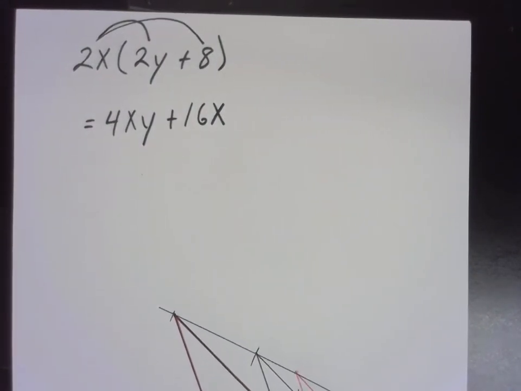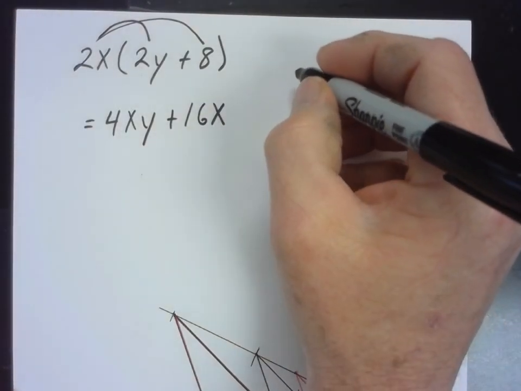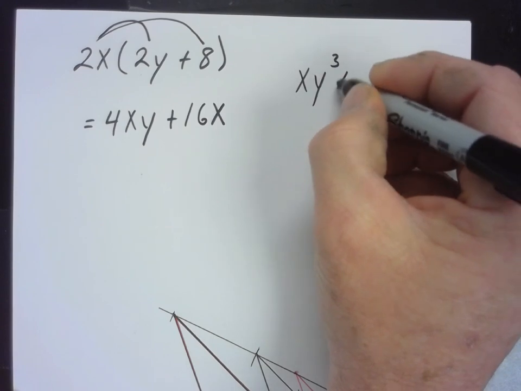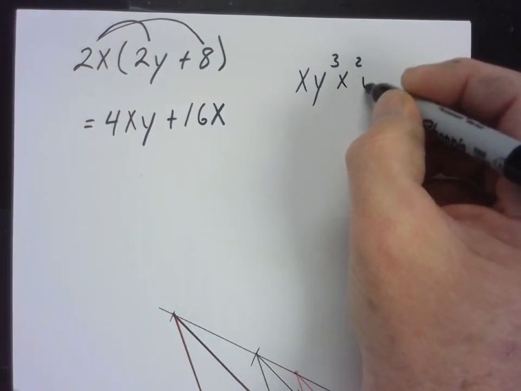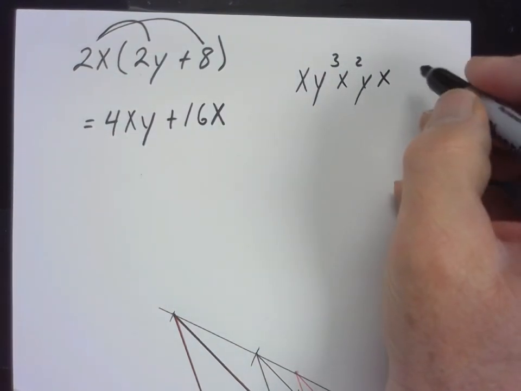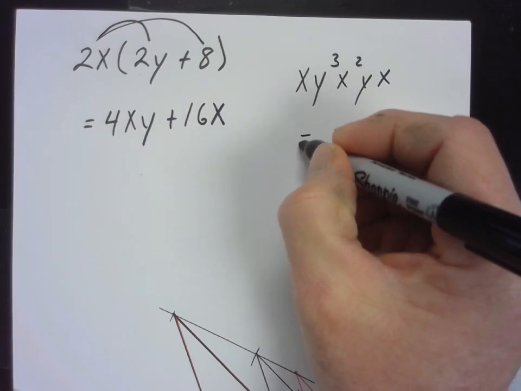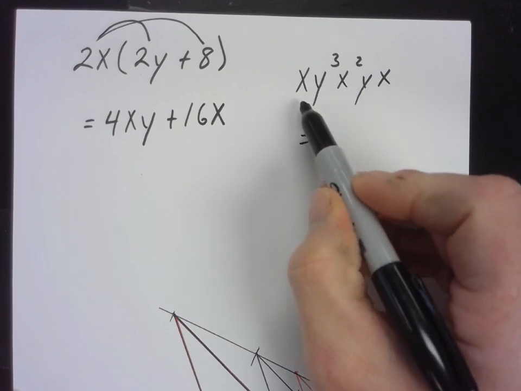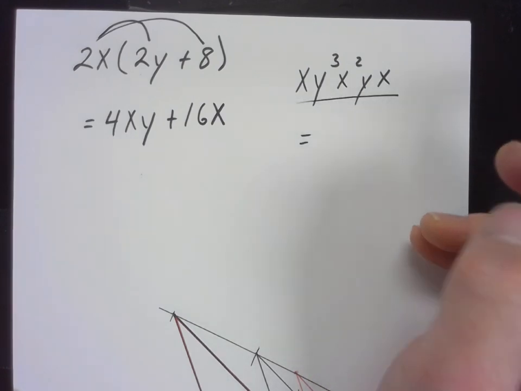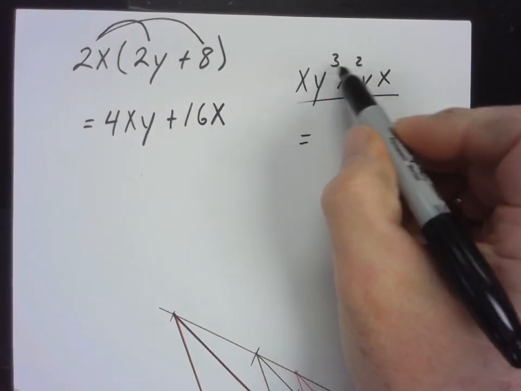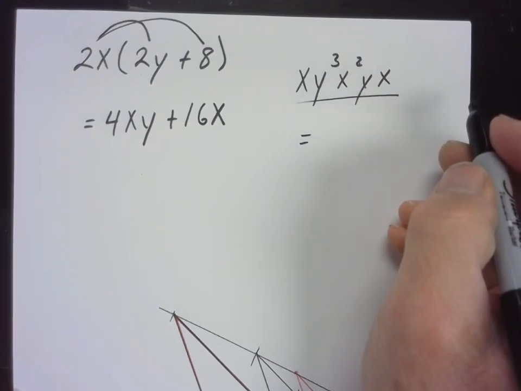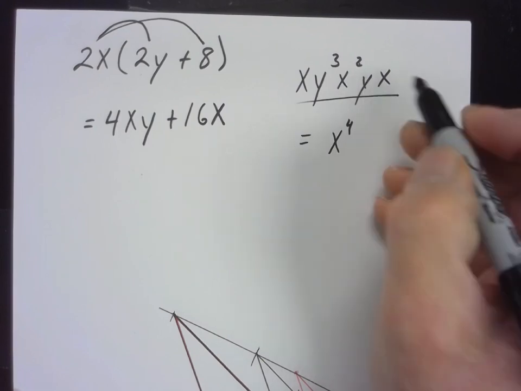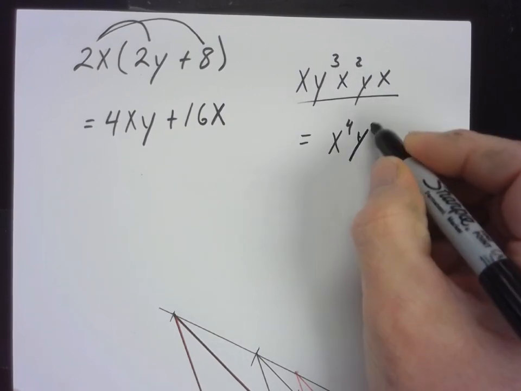And I think we've been doing some other problems where we had something like x times y cubed times x squared times y times x, and we had to simplify. Now let's see, how many terms do I have here? Let's count them. 1. Good job. Okay. So what's x times x squared times x? X to the 4th. And what is y cubed times y to the 1st? Y to the 4th. Okay.